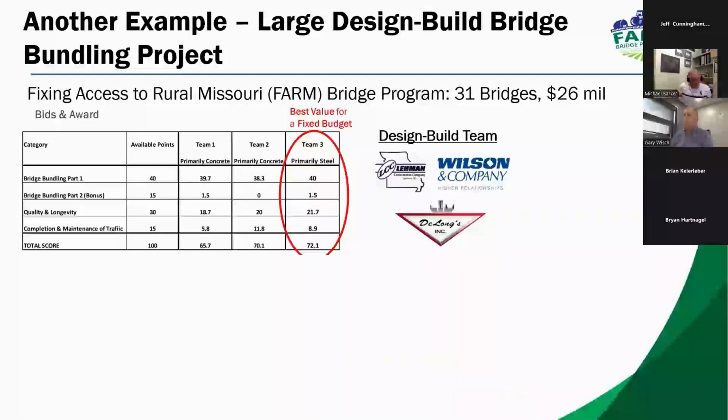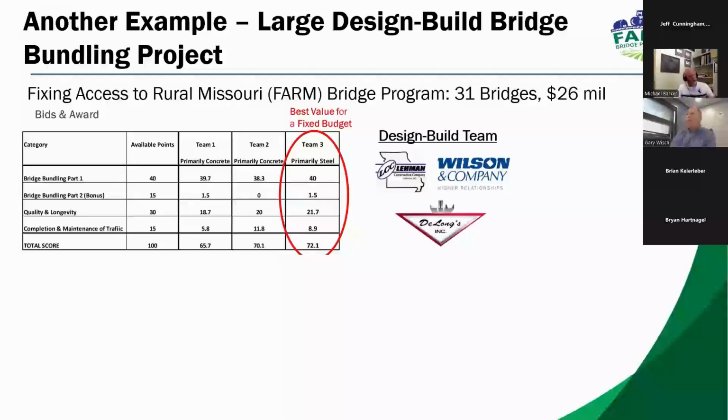So as another example, let's look at a large project. This is a large design build bridge bundling project. Now, Dr. Hartnagel is going to talk about this on the 17th, but I just want to talk a little bit about it here. Missouri is probably the leading state, if not the leading state, one of them, for design build bridge bundling projects. They have, I don't know how many at this time, 28, 30, something like that. And this is just one of them, fixing access to rural Missouri, where they replaced 31 bridges under a contract, and they got federal funding and all that kind of stuff.